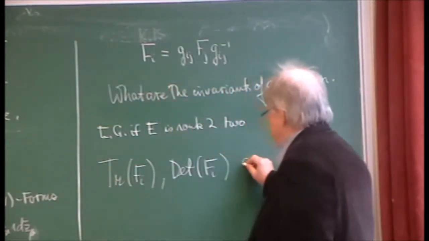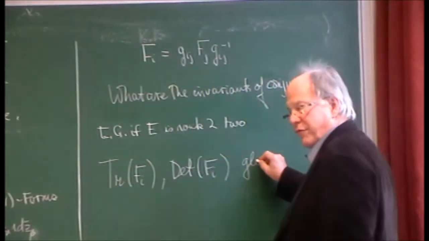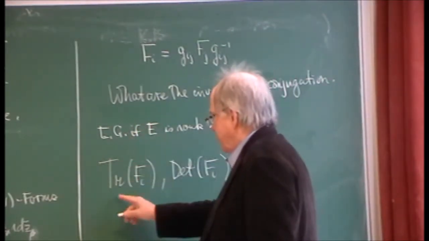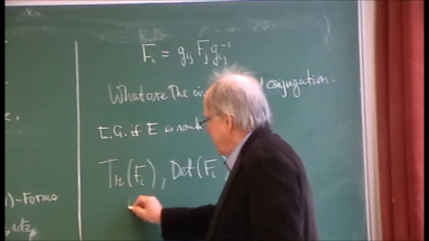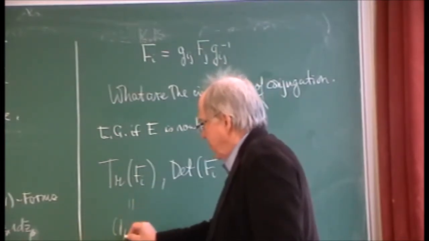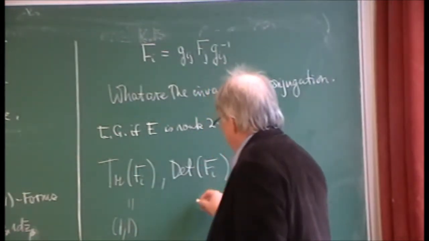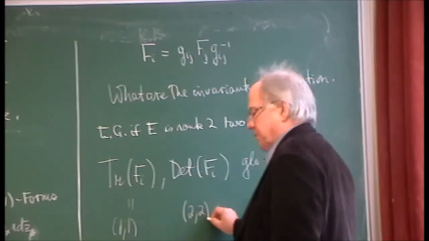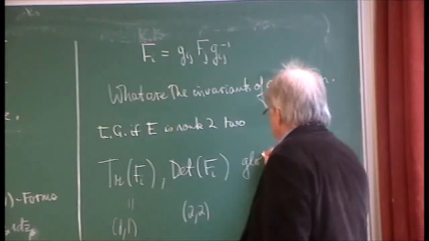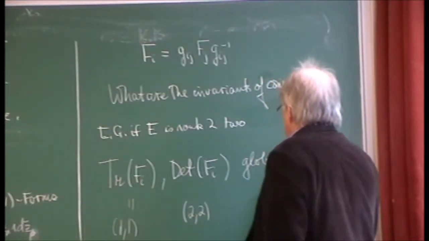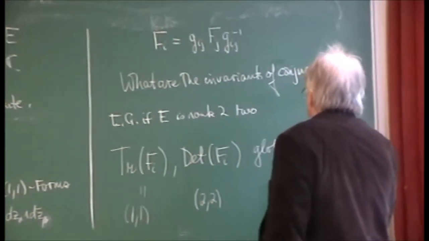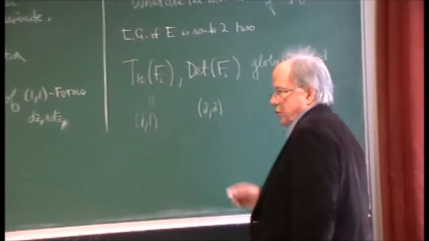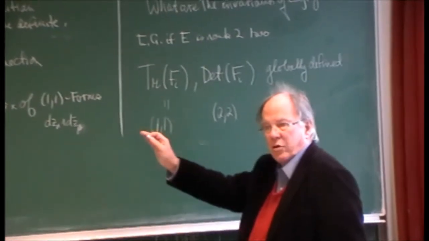These things are globally defined functions, globally defined differential forms, right? What does that mean? This is a trace of a 2x2 matrix of one forms. So this thing is a (1,1) form. And this is the determinant of a matrix. So this thing is a (2,2) form. So these are globally defined differential forms. And otherwise, of course, you have the other outer products of these things.